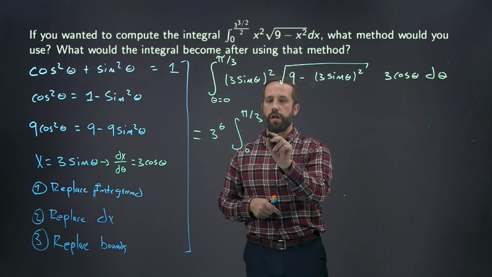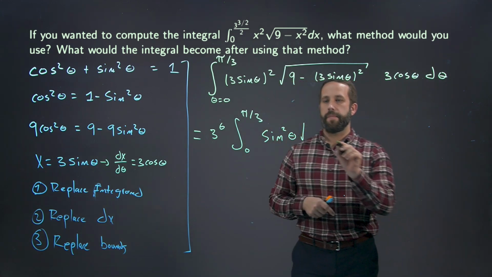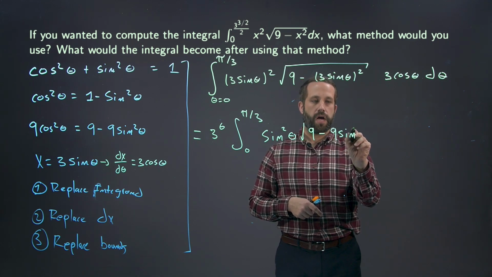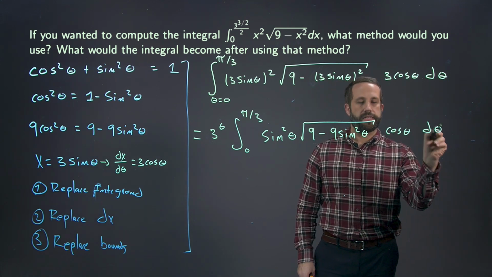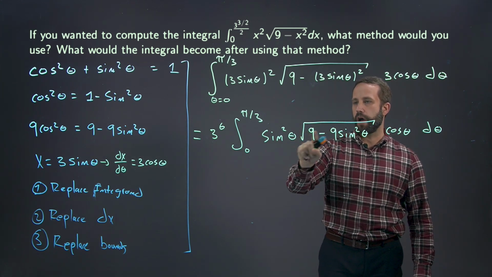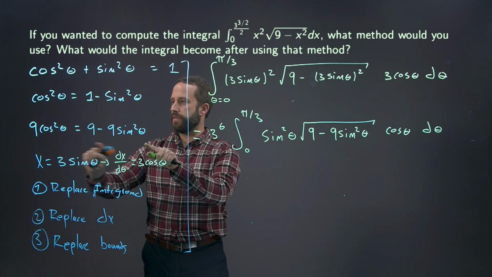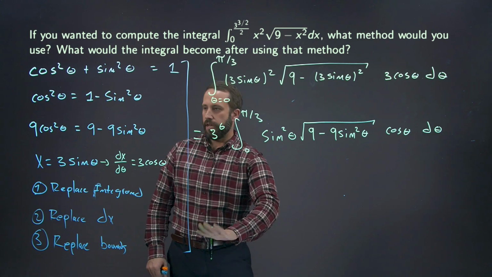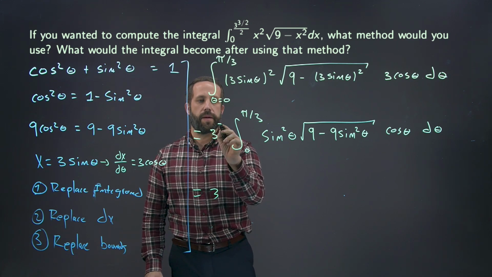So what's happening here? Well, I'll have my sine squared theta. In the square root, I'm going to have 9 minus, when I square the 3, 9 sine squared theta, times cosine theta d theta. Now, there are a number of ways you can think through this. You can think about factoring out the 9 and it'll come out of the square root as a 3, or just look at this identity that we have over here: 9 minus 9 sine squared theta is equal to 9 cosine squared theta. That's one way to do it. I don't typically write things this way. And this is 3 cubed.